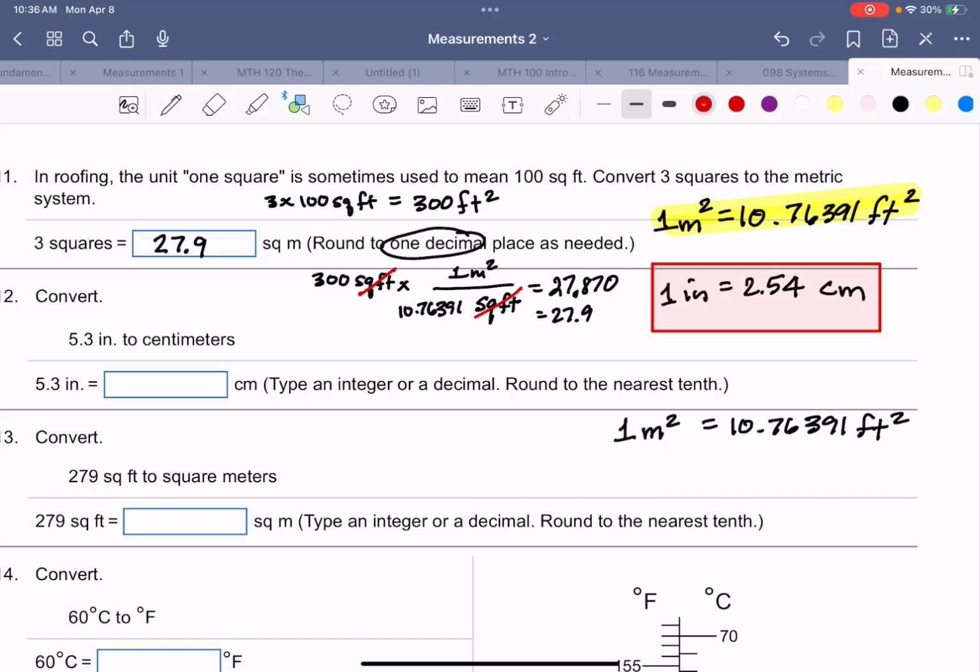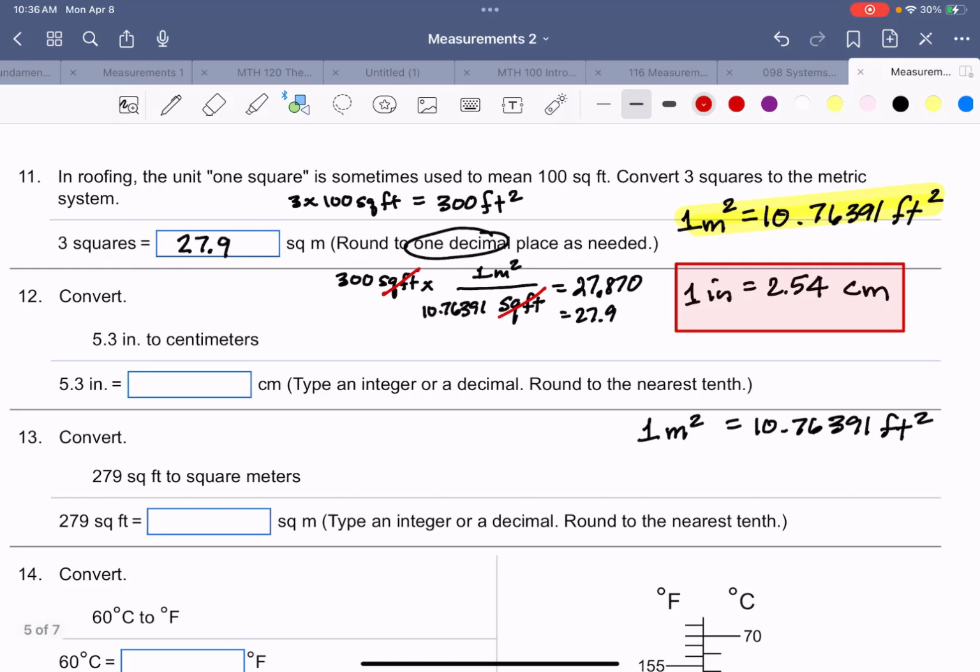Now let's look at 5.3 inches to centimeters. And so I've found the conversion factor and written it here. 1 inch is 2.54 centimeters. So 5.3 inches times, get rid of inches, go to centimeters. So 2.54 centimeters in 1 inch. So this time we have to multiply.